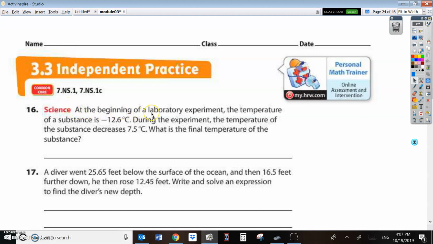At the beginning of a laboratory experiment, the temperature of a substance is negative 12.6 degrees. During that experiment, the temperature of the substance decreases 7.5 degrees. What is the final temperature of the substance? So here we've got negative, and you know that decreases is also negative. So you got negative 12.6 and minus 7.5. So starting negative, going more negative.